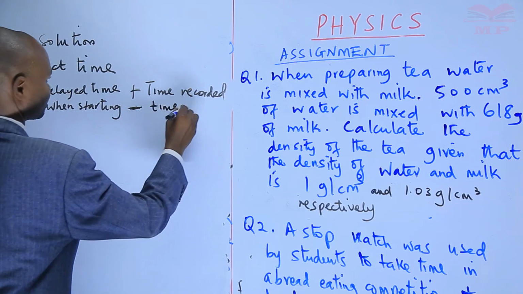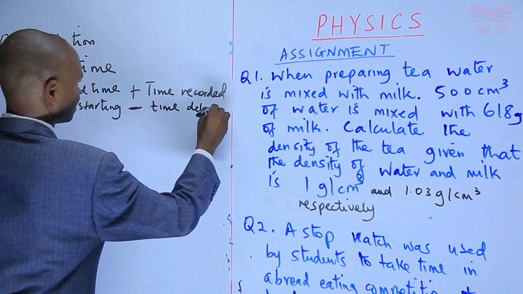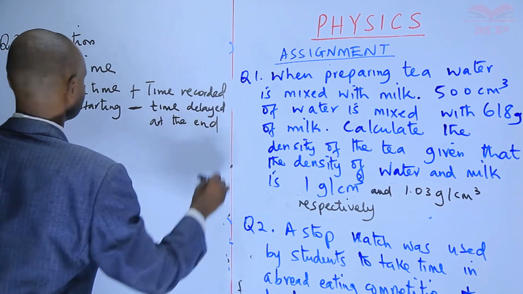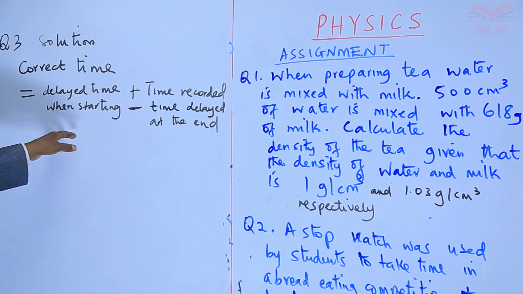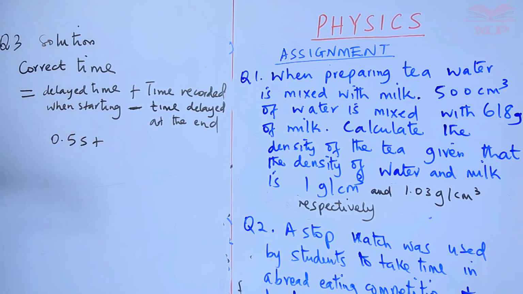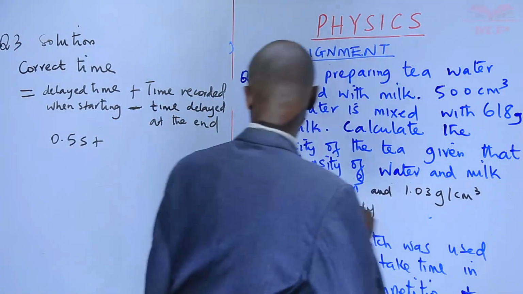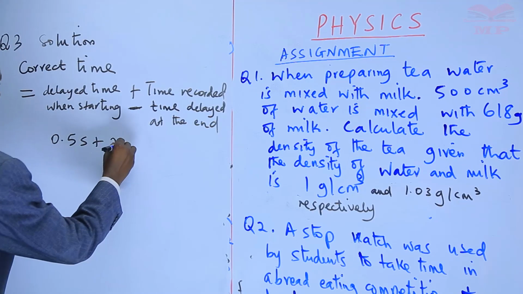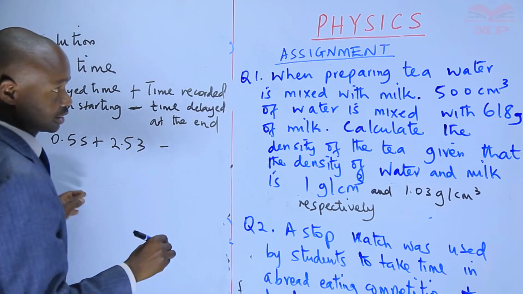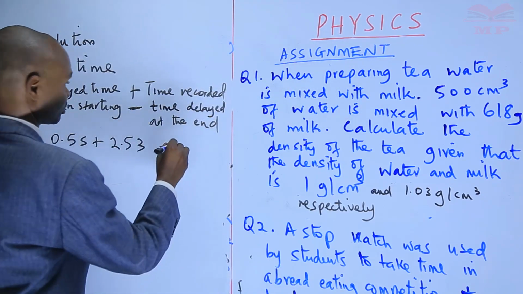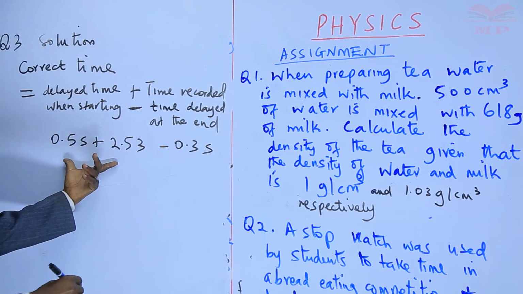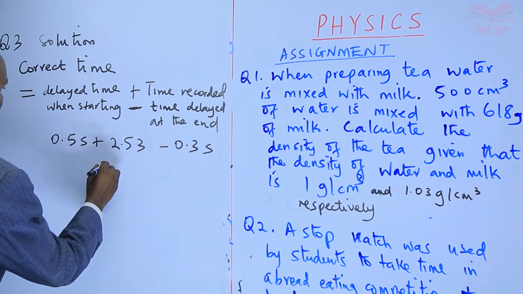time delayed at the end. So you'll come and have delayed time before you started, it was 0.5 seconds. The time recorded was 2.53 seconds. Then you'll subtract 0.3 seconds. So when you add this, you'll get 3.03 seconds.